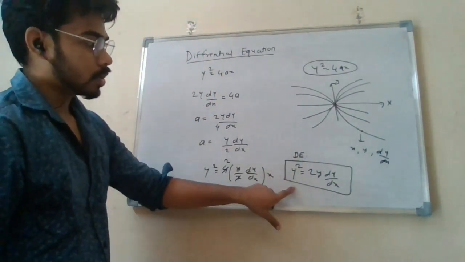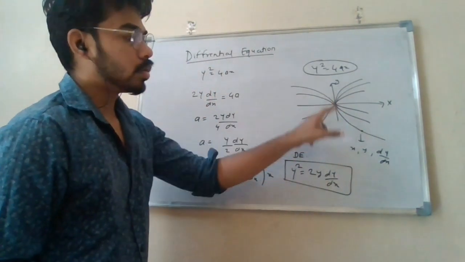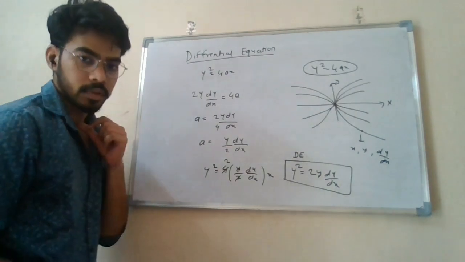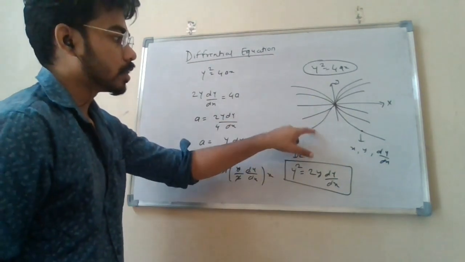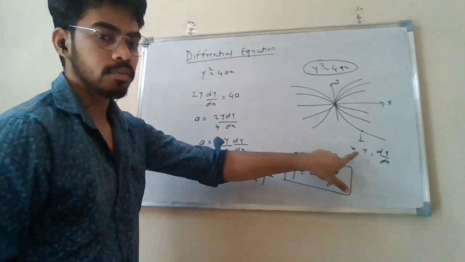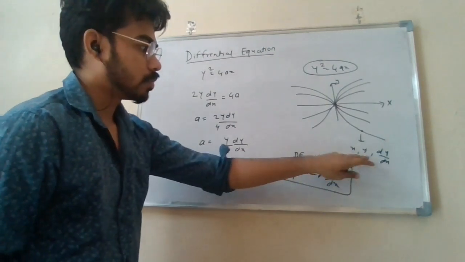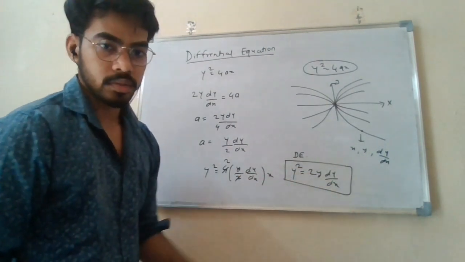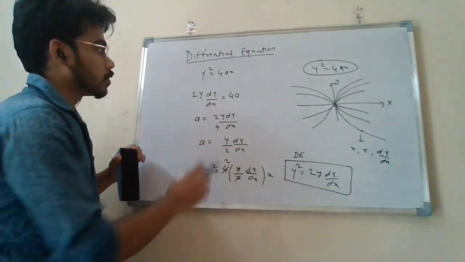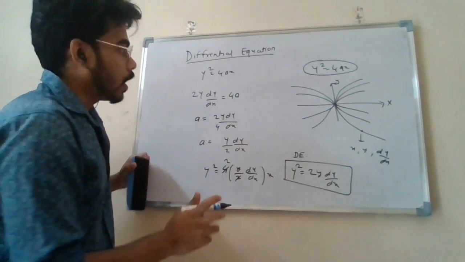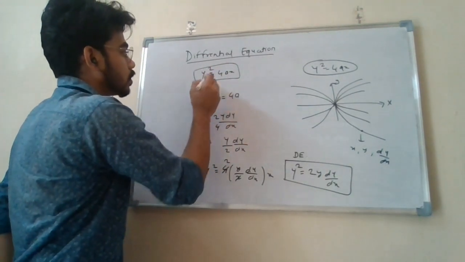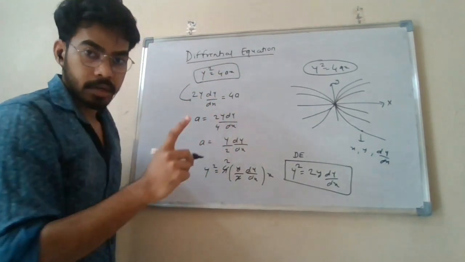So this differential equation is satisfied by all these curves, this whole family of curves. Okay, if we choose any point on this curve and find out x, y, and the derivative, then this x, y, and dy by dx satisfy this equation. This is the formation of a differential equation. Here I have one arbitrary constant, that's why I differentiate only one time.